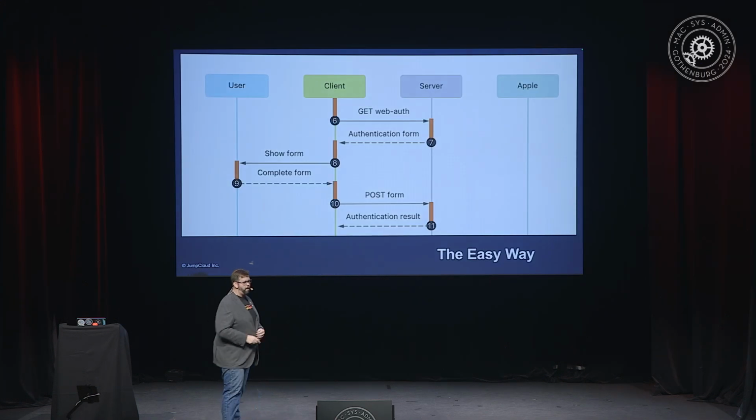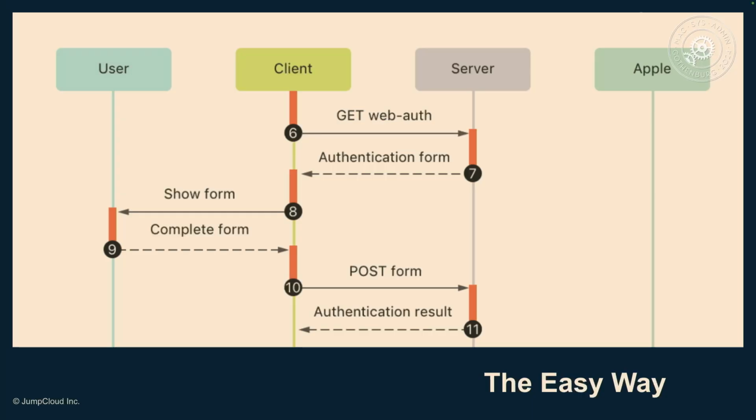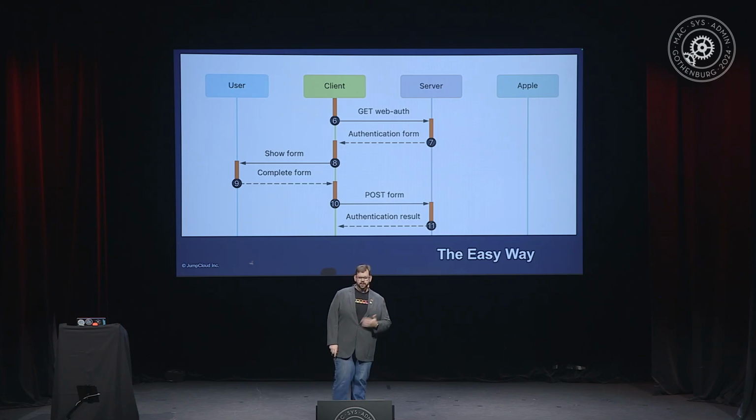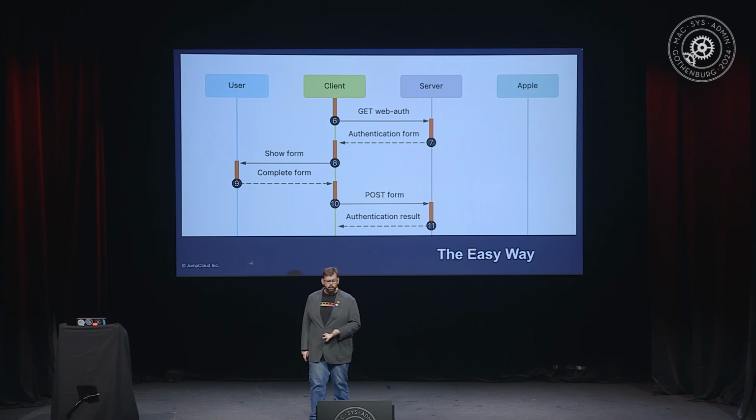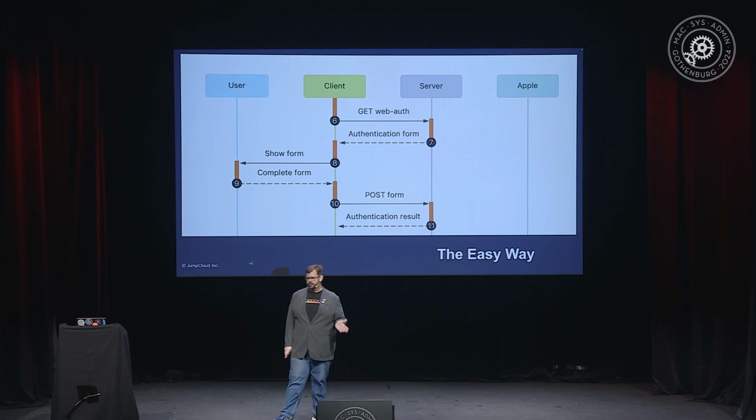So, remember when last we left our intrepid hero, we'd gotten that 401 and we have to do something about it. That 401 request is going to tell the device what to do next. It's going to tell the client, hey, I need you to go get a WebAuth session. I need you to go authenticate to that MDM and prove that you are who you say you are. And the server will, at that point, supply an authentication form back to the client. The client will then show that form to the user, and the user will complete the form, the device will post it back to the server, and we'll get an authentication result one way or the other.